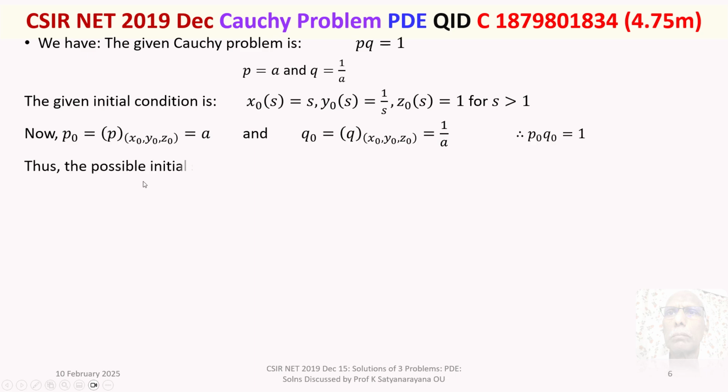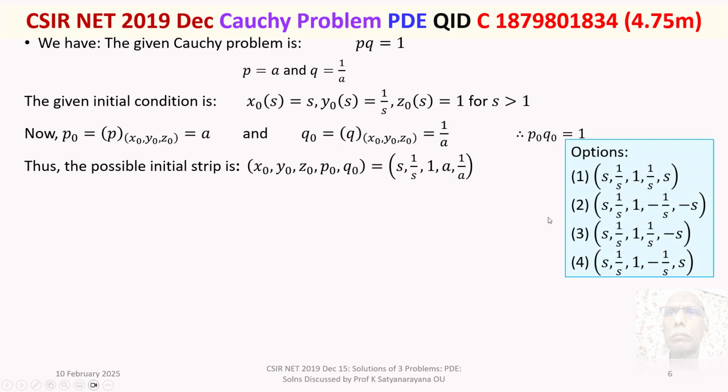Now, thus, the possible initial strip is x0, y0, z0, p0, q0: x0 is s, y0 is 1/s, z0 is 1, p0 is a, q0 is 1/a. These are the possible strips. Let's look at our options.